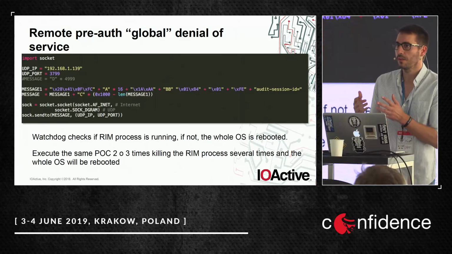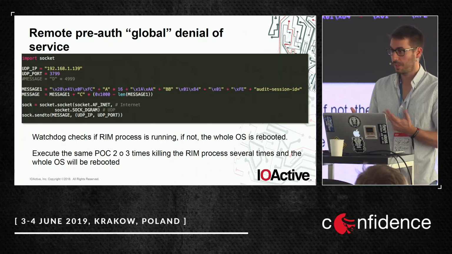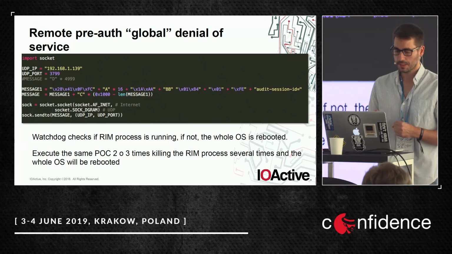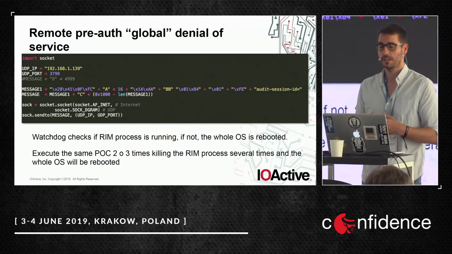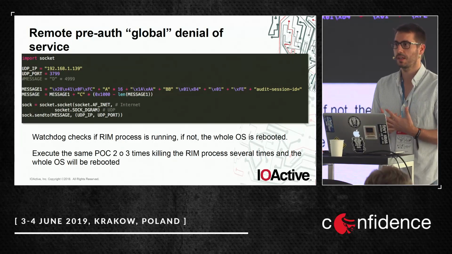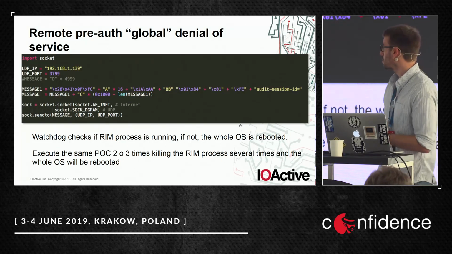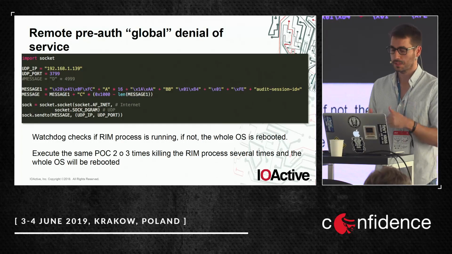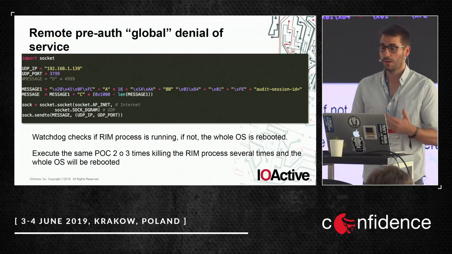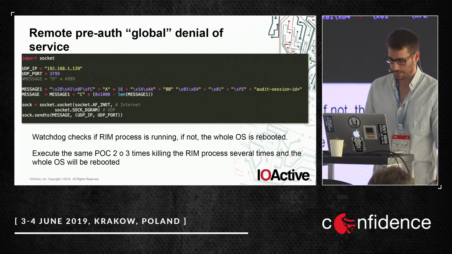So now, OK, we can't trigger the stack overflow, but we can kill the process. Not a big deal, right? Because if we kill the process, it's going to restart immediately. But the problem here is that there is a watchdog system in this OS which checks if the RIM process is alive, because it's a critical process for the OS. So if we execute this Python script 2 or 3 times in a row, then the watchdog will see that the process is not alive, and it will reboot the whole operating system. So we can reboot the whole operating system all the time. That's why I call this a kind of global denial of service.